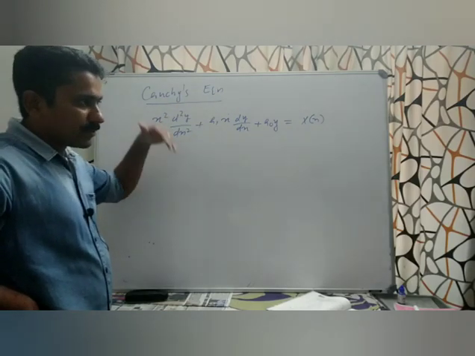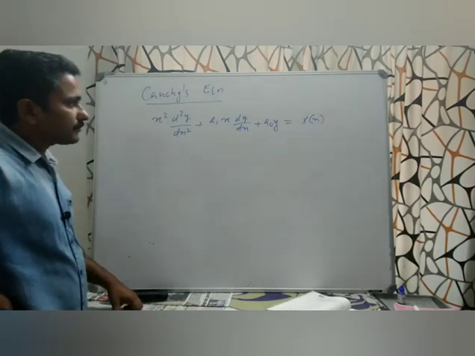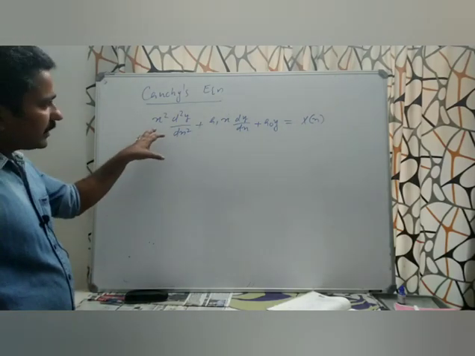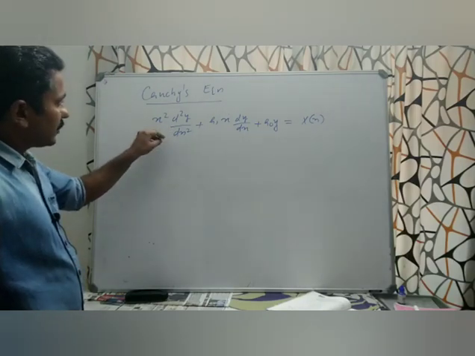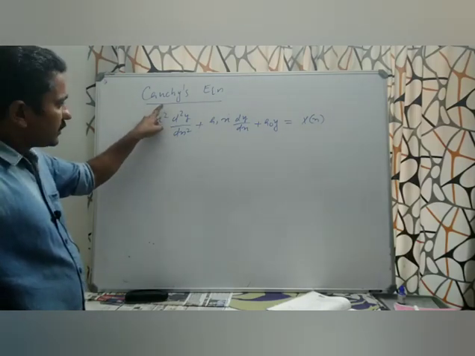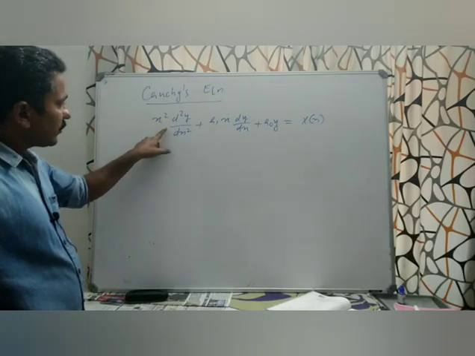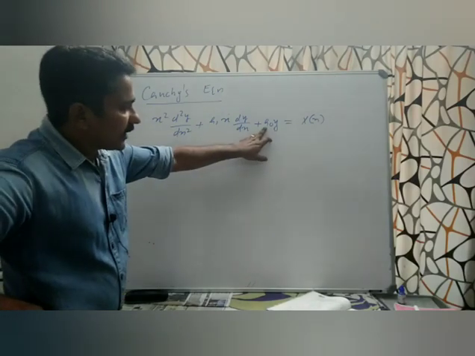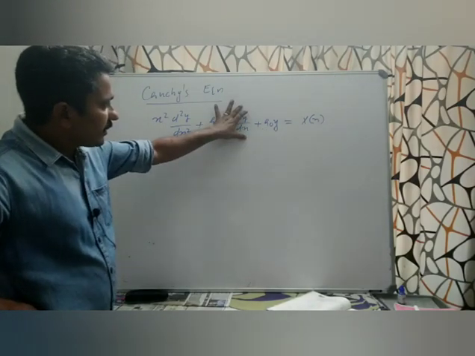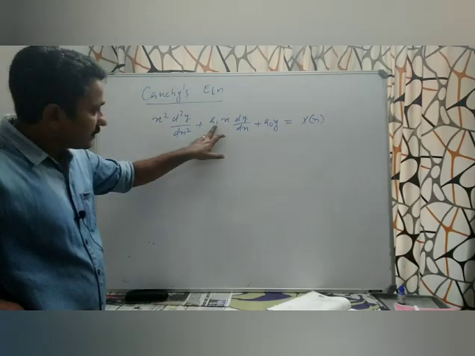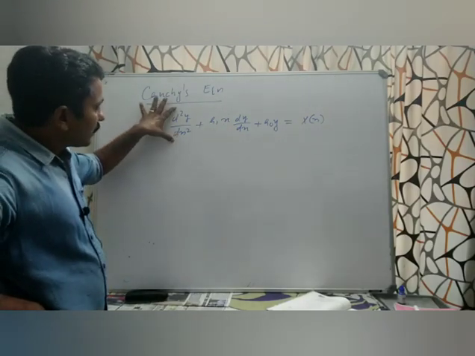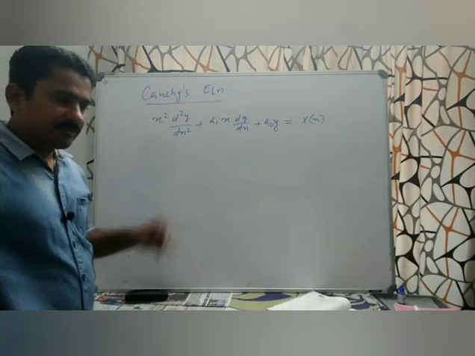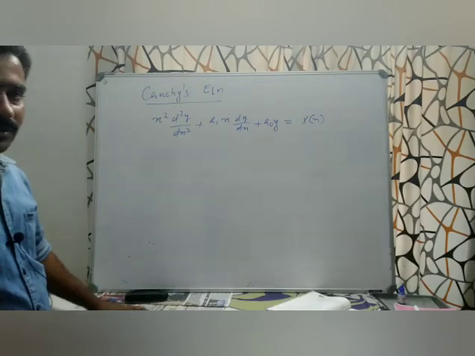This can be extended up to an nth order differential equation. So how to solve such an equation? When you see a differential equation, to verify that it's a Cauchy's equation, just look at the coefficients of the differentials. The coefficient of y should be a constant, the coefficient of dy by dx should be some constant times x, and the coefficient of d square y by dx squared should be x squared. And on the right side we have any function of x. So how can this be solved?